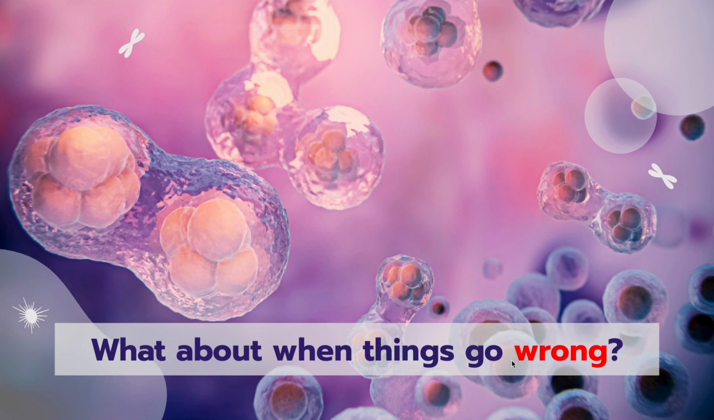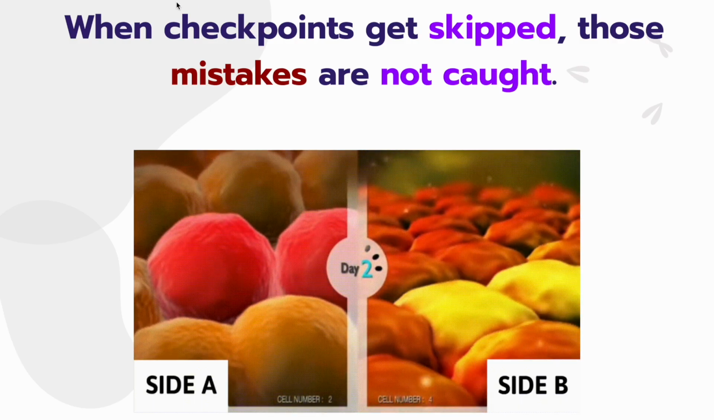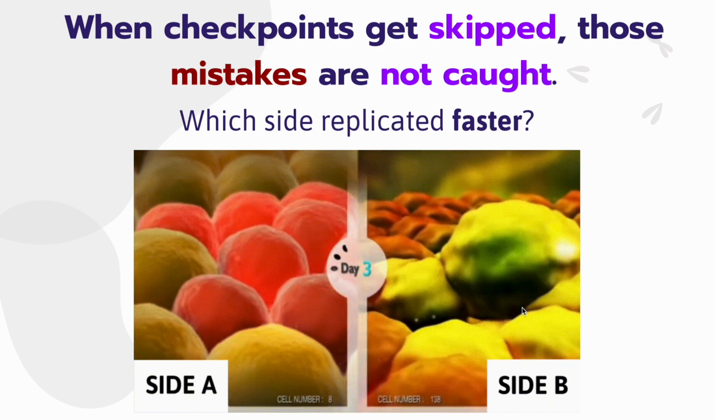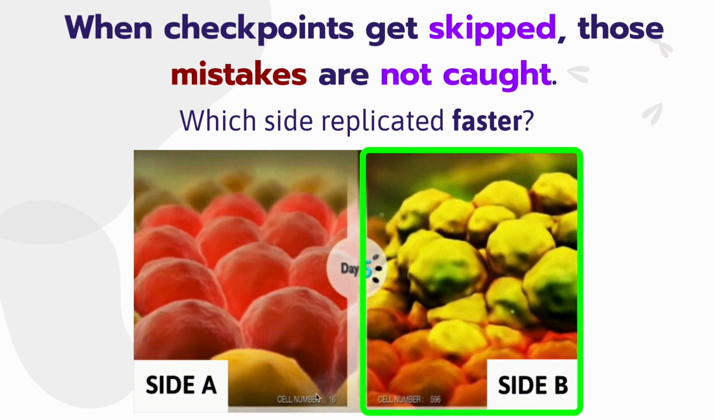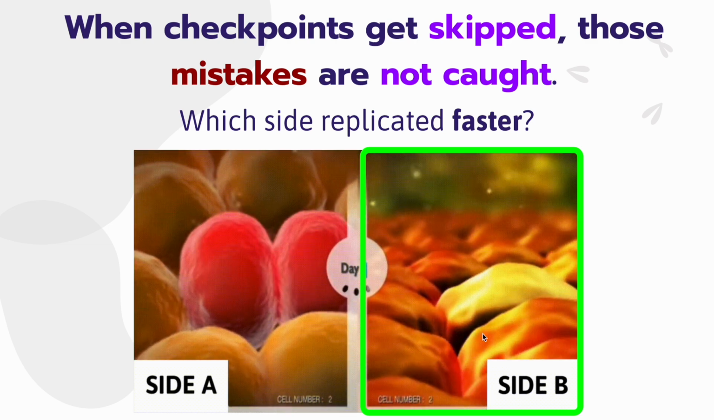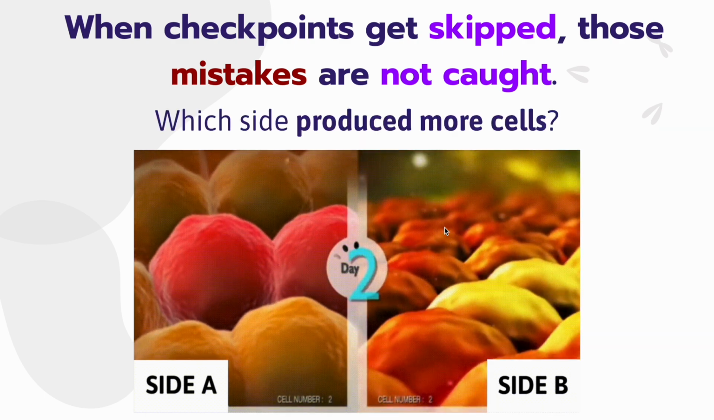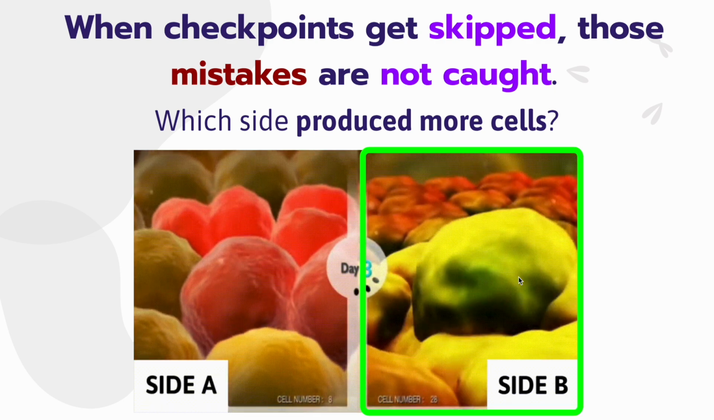But what about whenever things go wrong? What happens if we accidentally skip one of those checkpoints or we don't catch it in time? So whenever those checkpoints get skipped, those mistakes are not caught. So thinking about this animation from your virtual lab, which side replicated faster? Side B, right? We can see here we're at 16 cells. This one's already at 1,148. So this side is replicating a lot faster. Which one's producing more cells? Again, if we look at it, side B. So side B is making a whole bunch of cells really, really quickly.